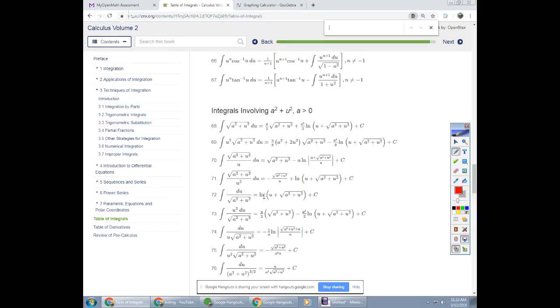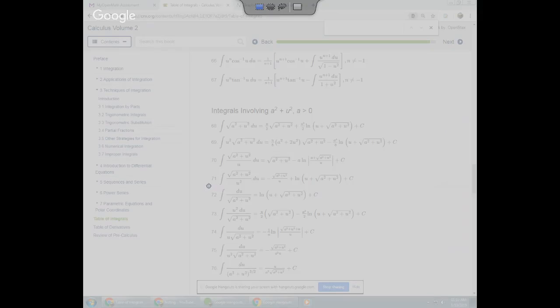Yeah, so the answer should be just the natural log of the quantity u plus the square root of a squared plus u squared. So that should be my answer. Just grab that formula.